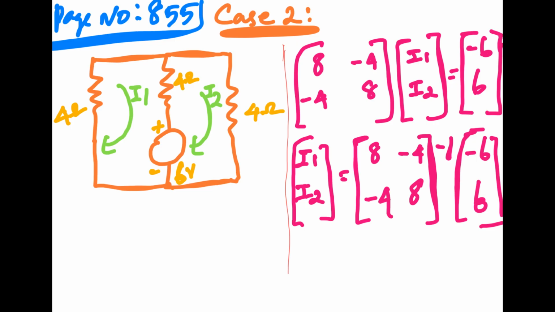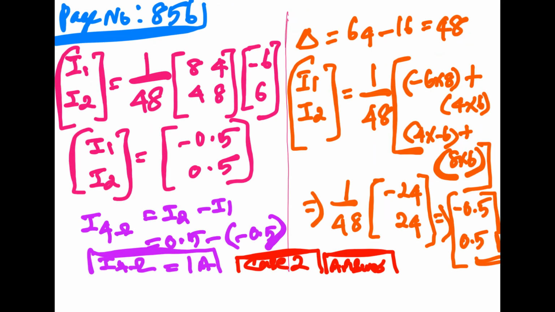Skip the row and column, and the remaining value is the cofactor value. So 8, 4, 4, 8 is the cofactor matrix. Then go to multiplication: 8 into minus 6 plus 4 into 6. Then the second number is 4 into minus 6 plus 8 into 6, using the cofactor matrix. Then divide by 48, the determinant value, and we obtain the I1, I2 values.